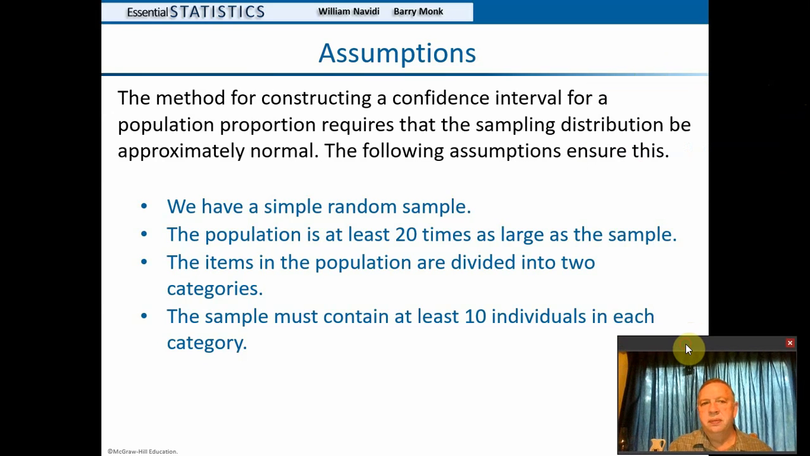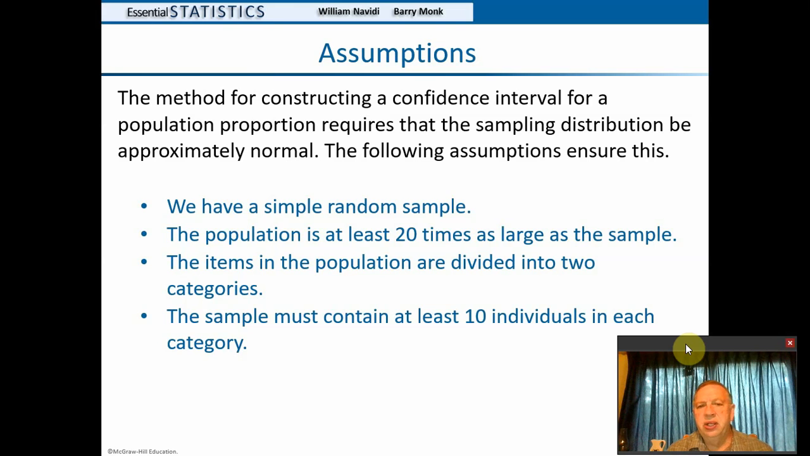The method for constructing a confidence interval for a population proportion requires that the sampling distribution be approximately normal. We have a simple random sample. The population is at least 20 times as large as the sample. We just need a large sample so that it's independent.